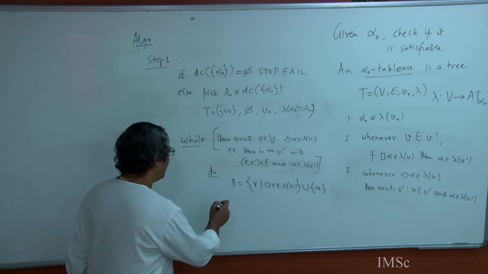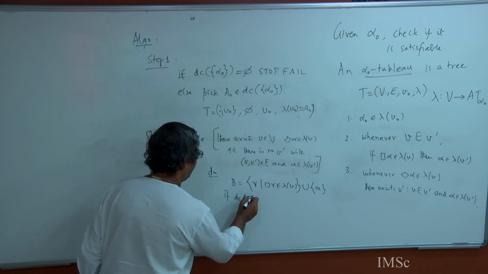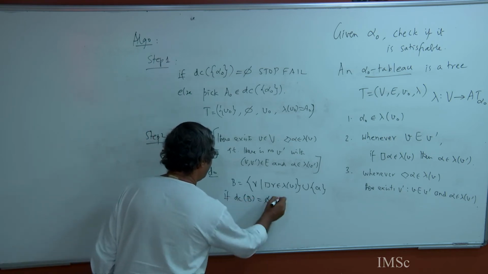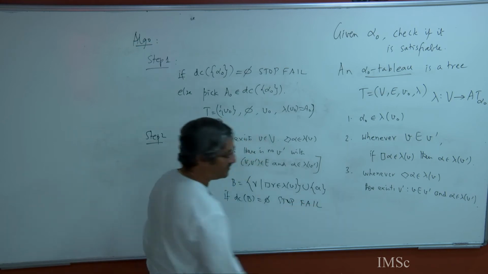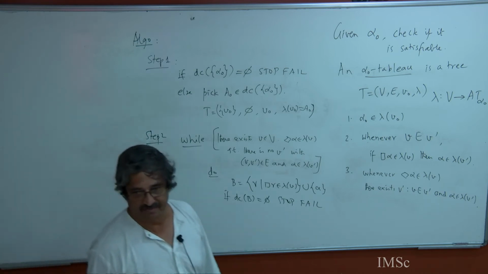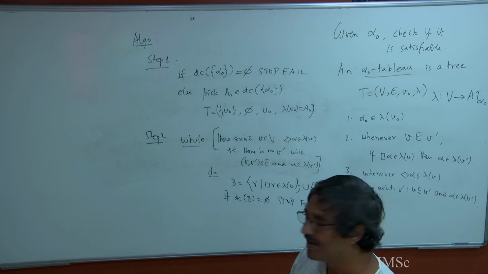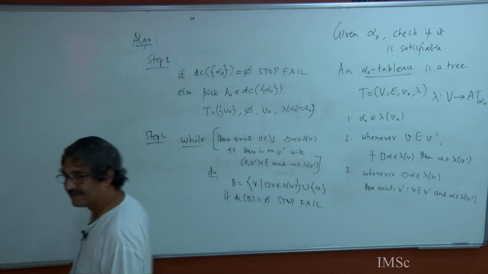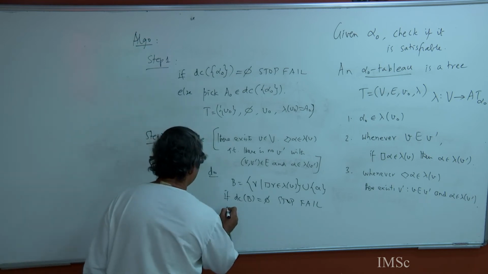And now, if the down closure of B is empty, stop, fail. Of course, this is the case with the diamond P and not P. I came down and I find that that's a contradiction. Well, you can't do much otherwise.